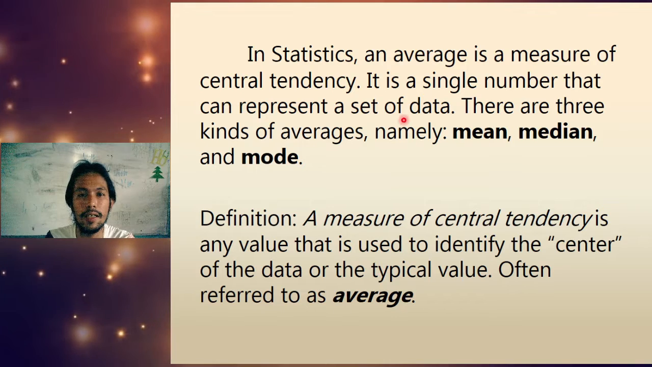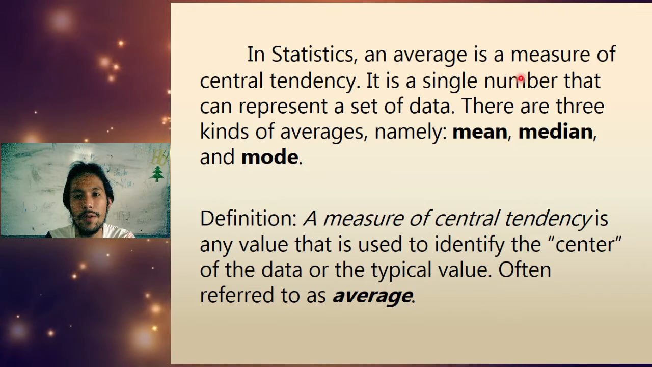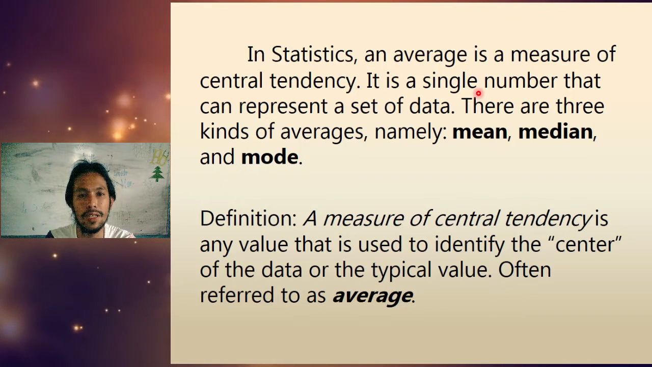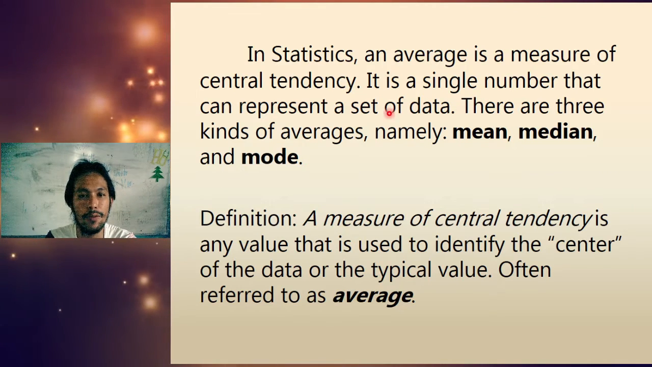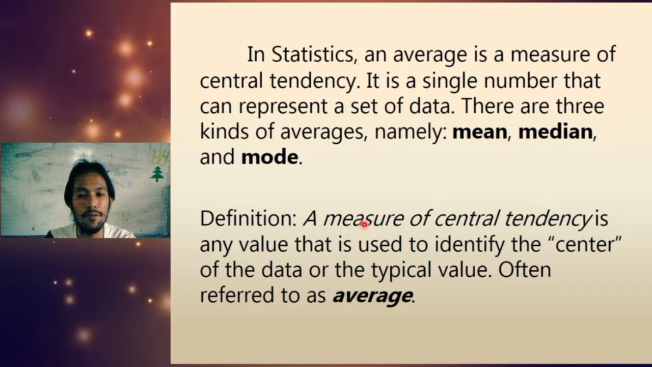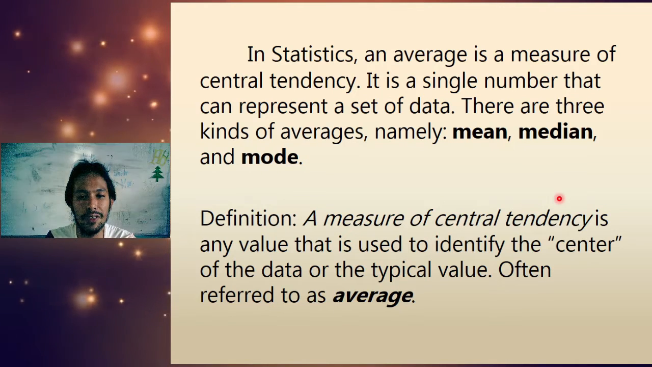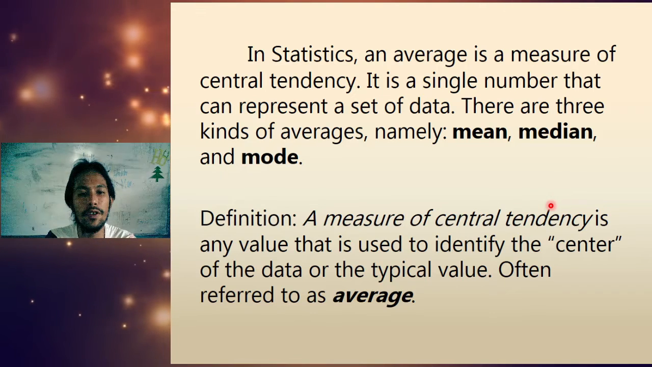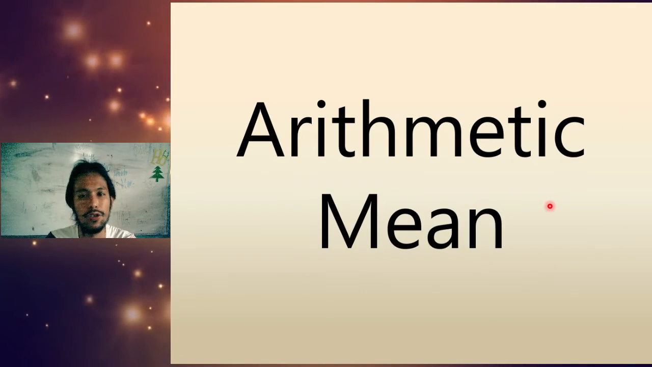Pero in statistics, an average is a measure of central tendency. It is a single number that can represent a set of data. There are three kinds of averages, namely mean, median, and mode. So a measure of central tendency is any value that is used to identify the center of the data or the typical value, often referred to as average.